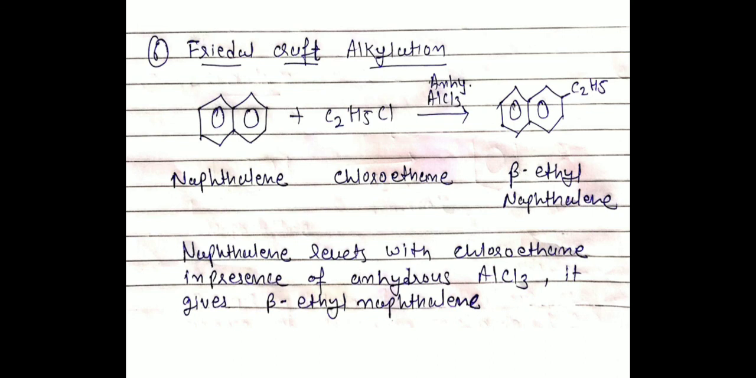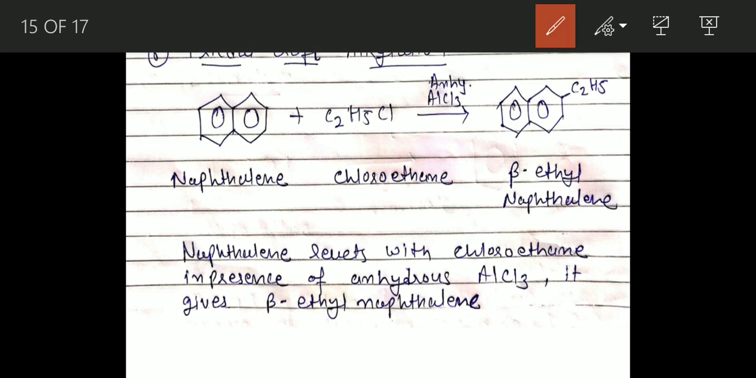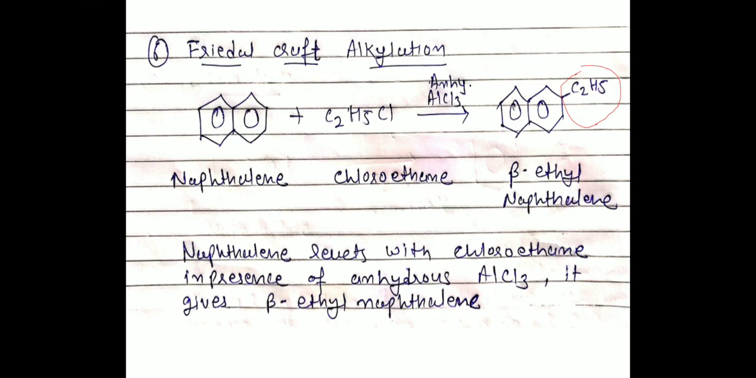Now the sixth reaction is Friedel-Crafts alkylation reaction. In this reaction, naphthalene reacts with chloroethane, C2H5Cl, in presence of anhydrous aluminum chloride to give beta ethyl naphthalene. Here the ethyl group is attached at beta position, you can see here. So the product name is beta ethyl naphthalene.